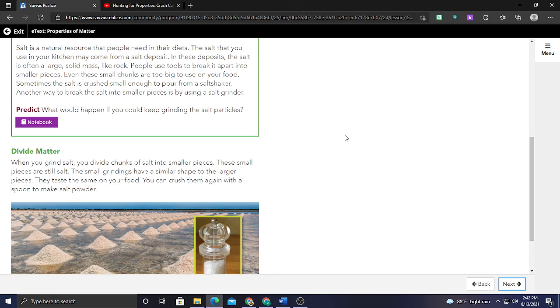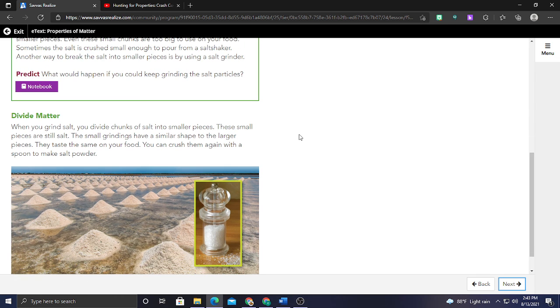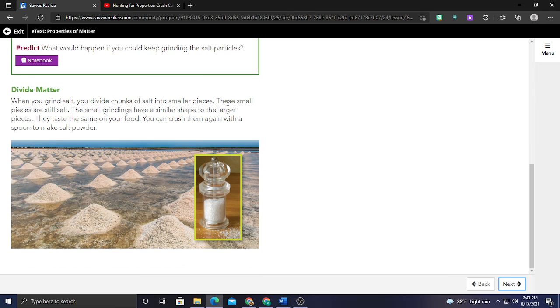It says that salt is a natural resource that people need in their diets. The salt that you use in your kitchen may come from a salt deposit, and in these deposits, the salt is often a large, solid mass like a rock. People use tools to break it down into smaller pieces. Even these small chunks are too big to use on your food. Sometimes the salt is crushed small enough to pour from a salt shaker like you see here. Another way to break the salt into smaller pieces is by using a salt grinder. What would happen if you could keep grinding the salt particles? What will happen if you keep breaking it into pieces?